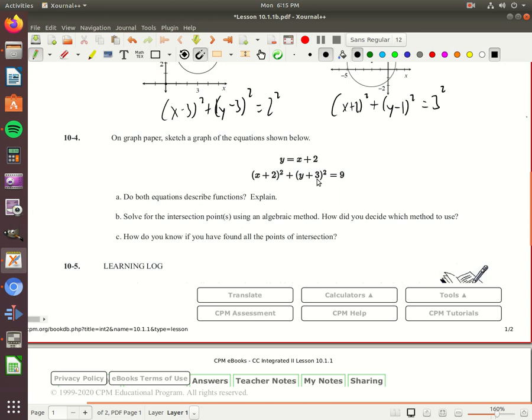So we have y equals x plus 2, and we have (x plus 2) squared plus (y plus 3) squared equals 9. It asks us to graph this, so that's fine. We'll go ahead and take care of that.